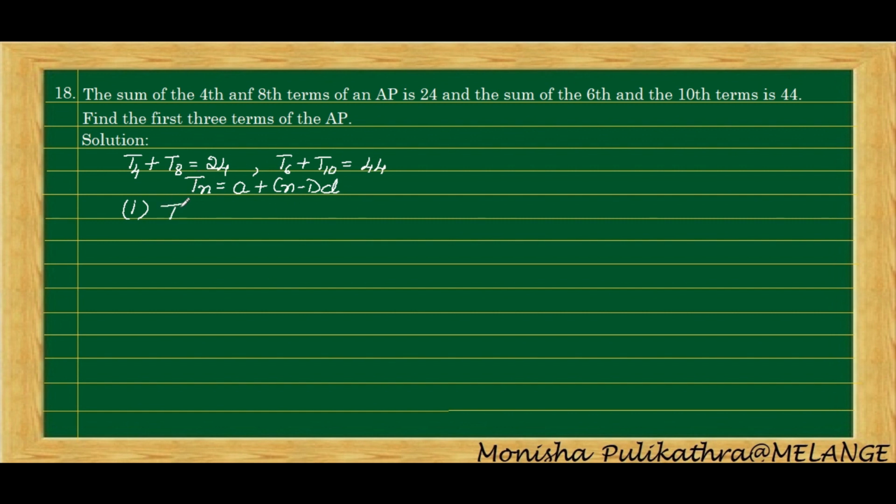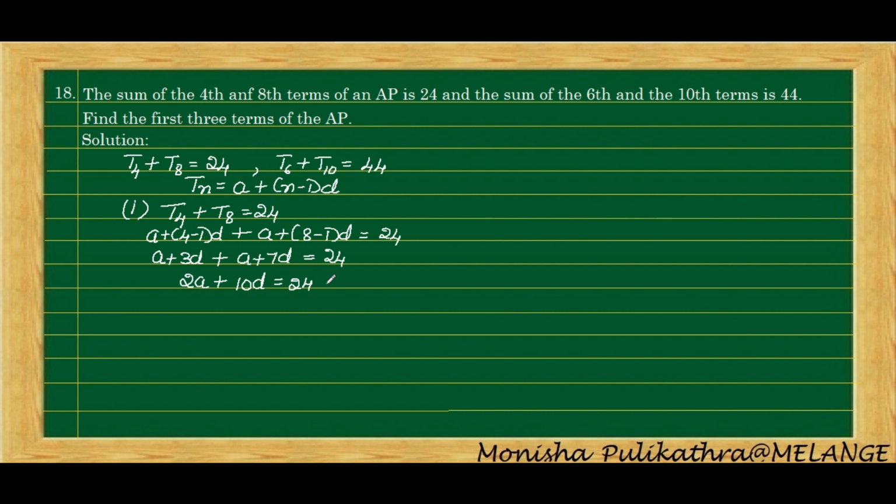So T4 plus T8 is equal to 24. T4 and T8 we need to express using the Tn formula. So it will become A plus 4 minus 1 into D plus A plus 8 minus 1 into D is equal to 24. This will be A plus 3D plus A plus 7D is equal to 24. Here A plus A will become 2A, and 3D plus 7D will become 10D, is equal to 24.